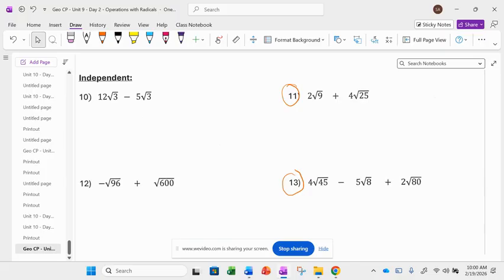So now these two are like, you're gonna have 2 minus root 5 minus 10 root 2.